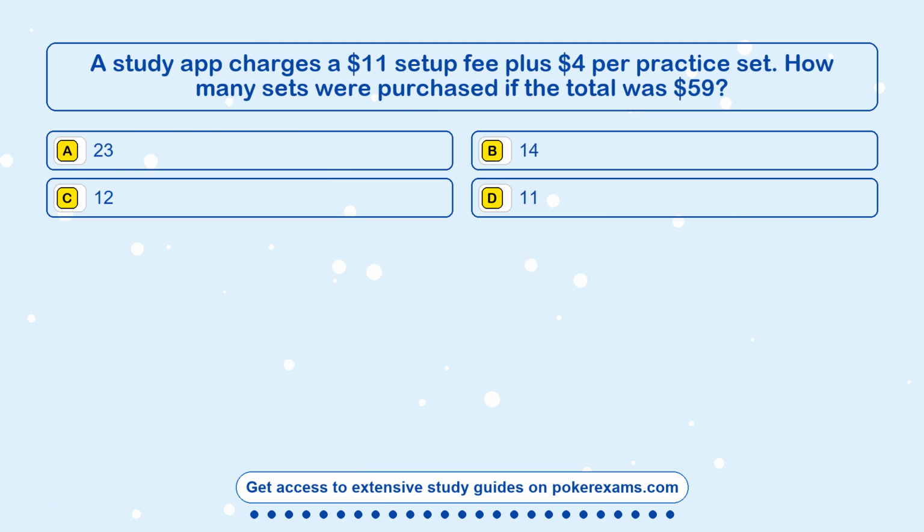Question 18. A study app charges a $11 setup fee plus $4 per practice set. How many sets were purchased if the total was $59? Option A 23. Option B 14. Option C 12. Option D 11.